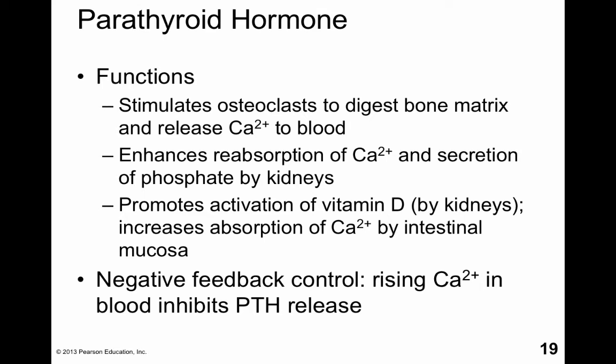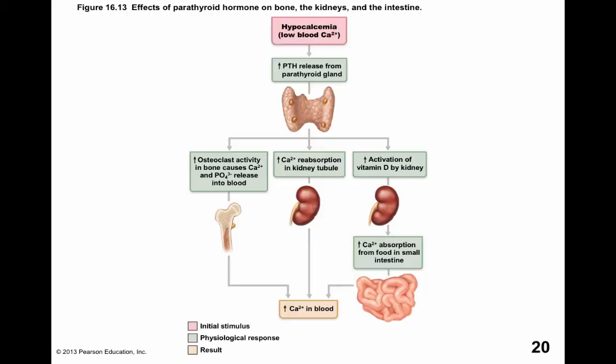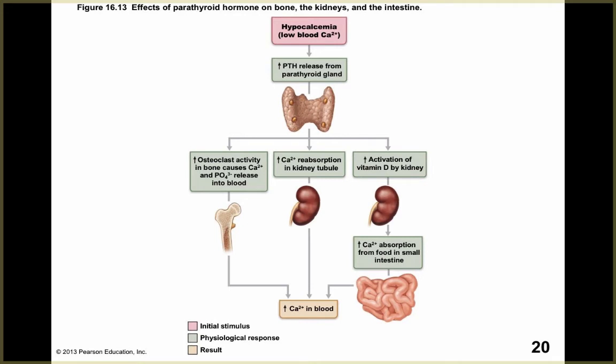This again is controlled by negative feedback. Rising calcium levels will inhibit parathyroid hormone from being released. And so this shows you the picture right here. If you have hypocalcemia, and you can remember hypocalcemia looks like calcium in there, right? If you have low blood calcium levels, it's going to release parathyroid hormone, and that acts in three ways.